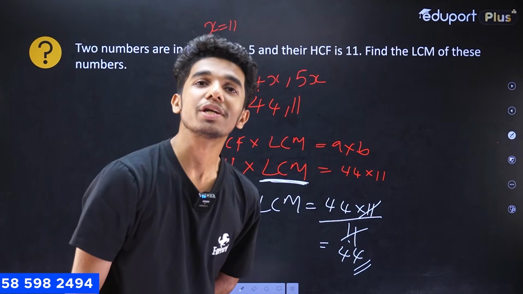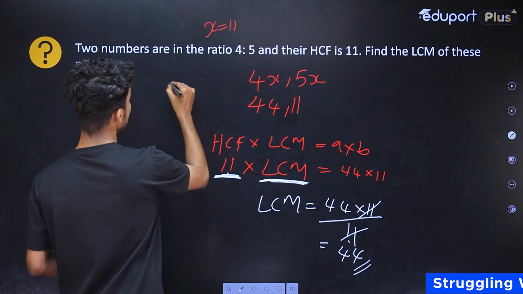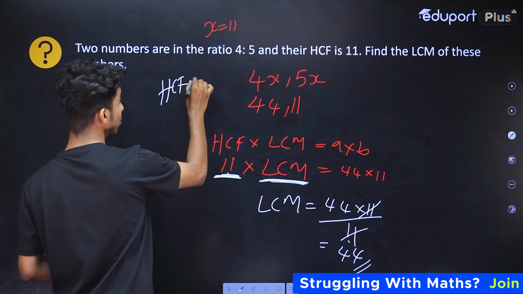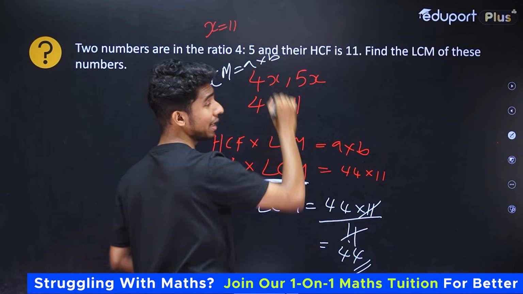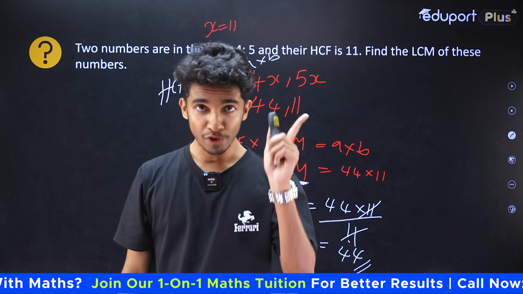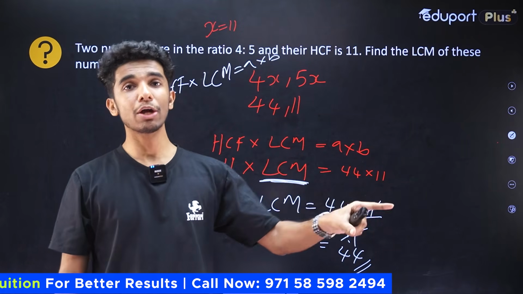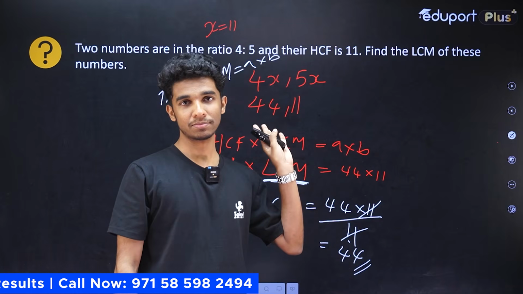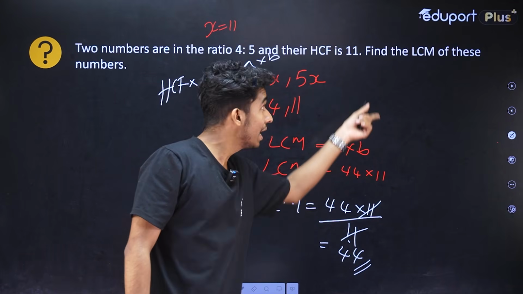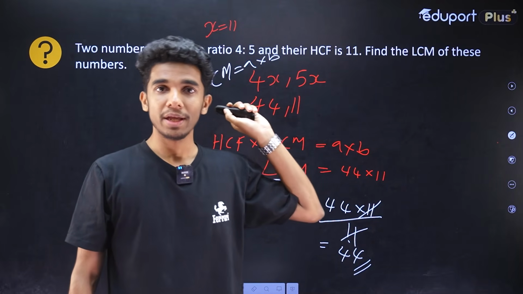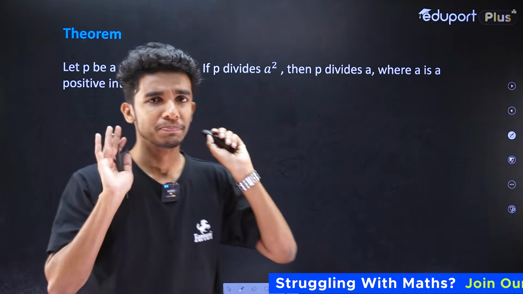So you have to use the equation: HCF of two numbers into LCM of the same two numbers will be equal to the product of those numbers. You have to use this equation in the middle of any problems like this. Now we are almost done with the ideas of HCF and LCM.